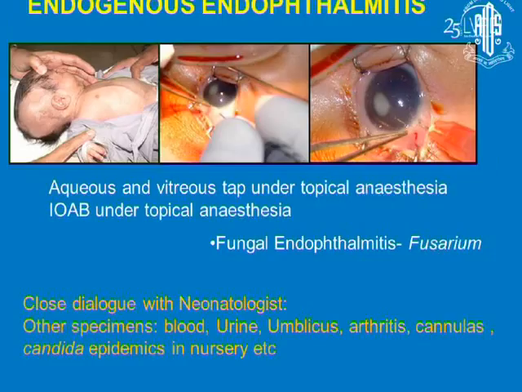So what we do for these patients who come with fulminant endophthalmitis and detachment already on ultrasound, where we know we can't salvage vision, we do under topical anesthesia. Just like you give Avastin, you do other things under topical anesthesia. These children are very small, they don't resist. Under topical anesthesia, you can hold them and do vitreous tap, aqueous tap, and inject the antibiotic.